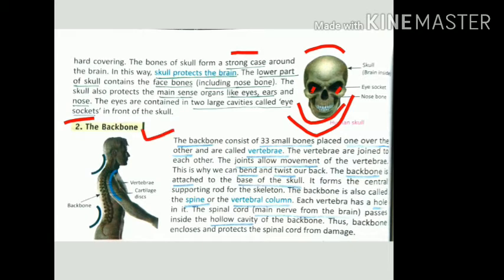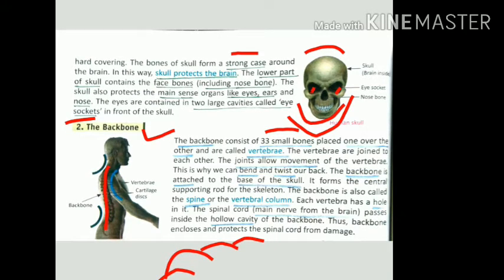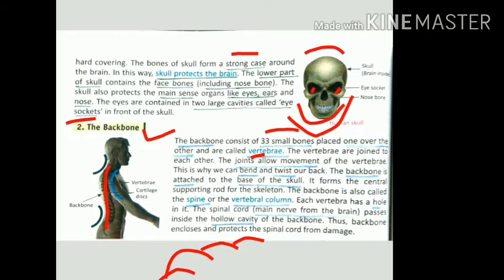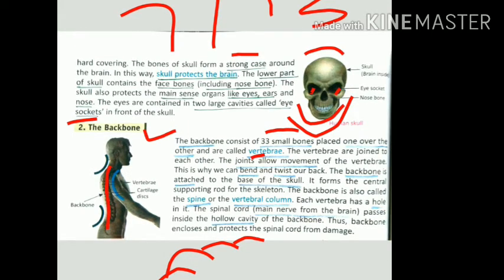The second one is the backbone. This one is called रीढ़ की हड्डी, and it is made up of 33 small bones placed one over another like this, for this, for this, for this. The joints are called vertebrae, and the vertebrae join together. Joints allow movement, and that's why we can bend. Bend means the straight thing can be bent like this. And twist means we can move our body like a snake.